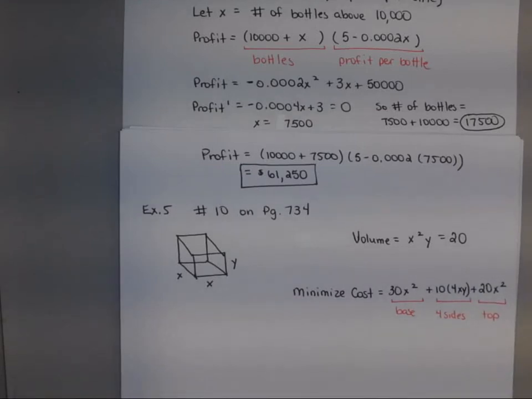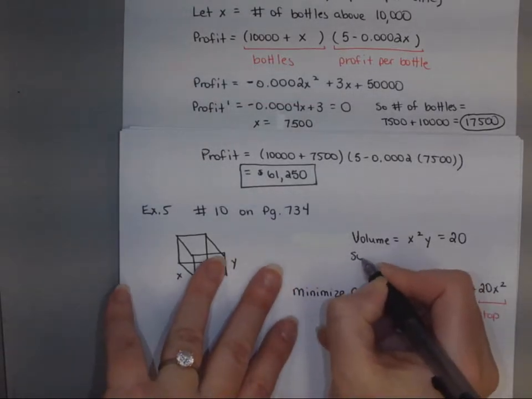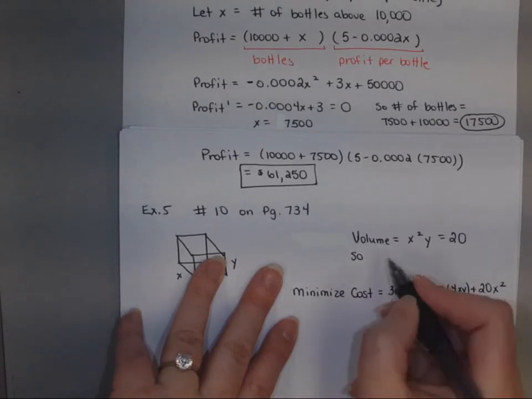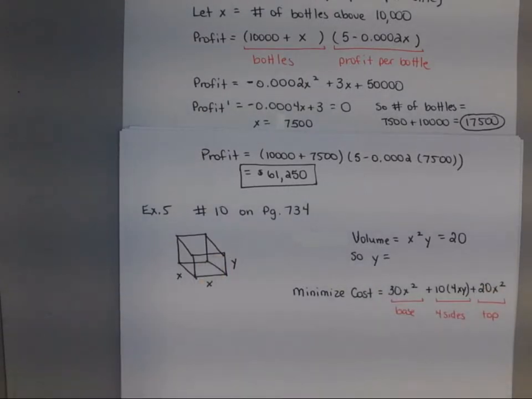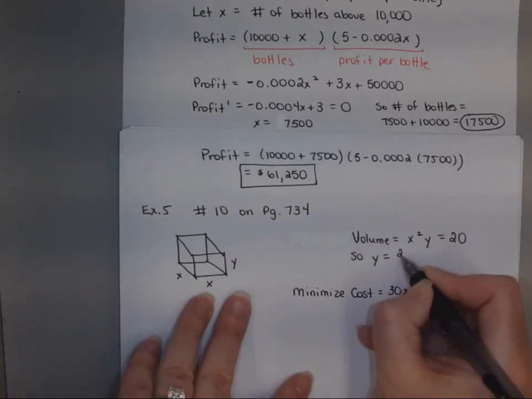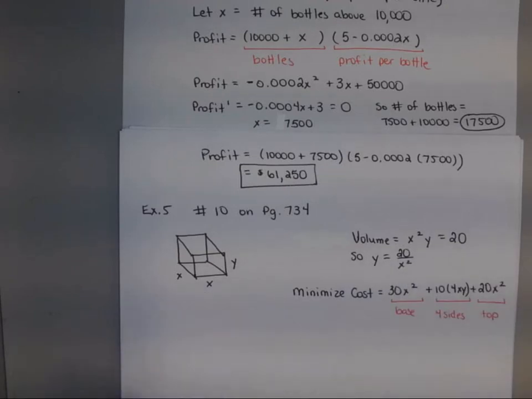Does everybody get where I got that from? The 10 is from the 10 cents in the problem, and then the 4 is because how many sides are there? 4 sides, and each of them is x by y, right? Okay, so here's my cost formula, right? What's my problem? There's 2 variables, okay? So which variable would I like to not be there? I would like the y to not be there, okay? So what can I do with my volume formula up here so that I could get rid of the y? Couldn't I solve that equation for y up top? So what would y be equal to? It'd be 20 over x squared, okay?